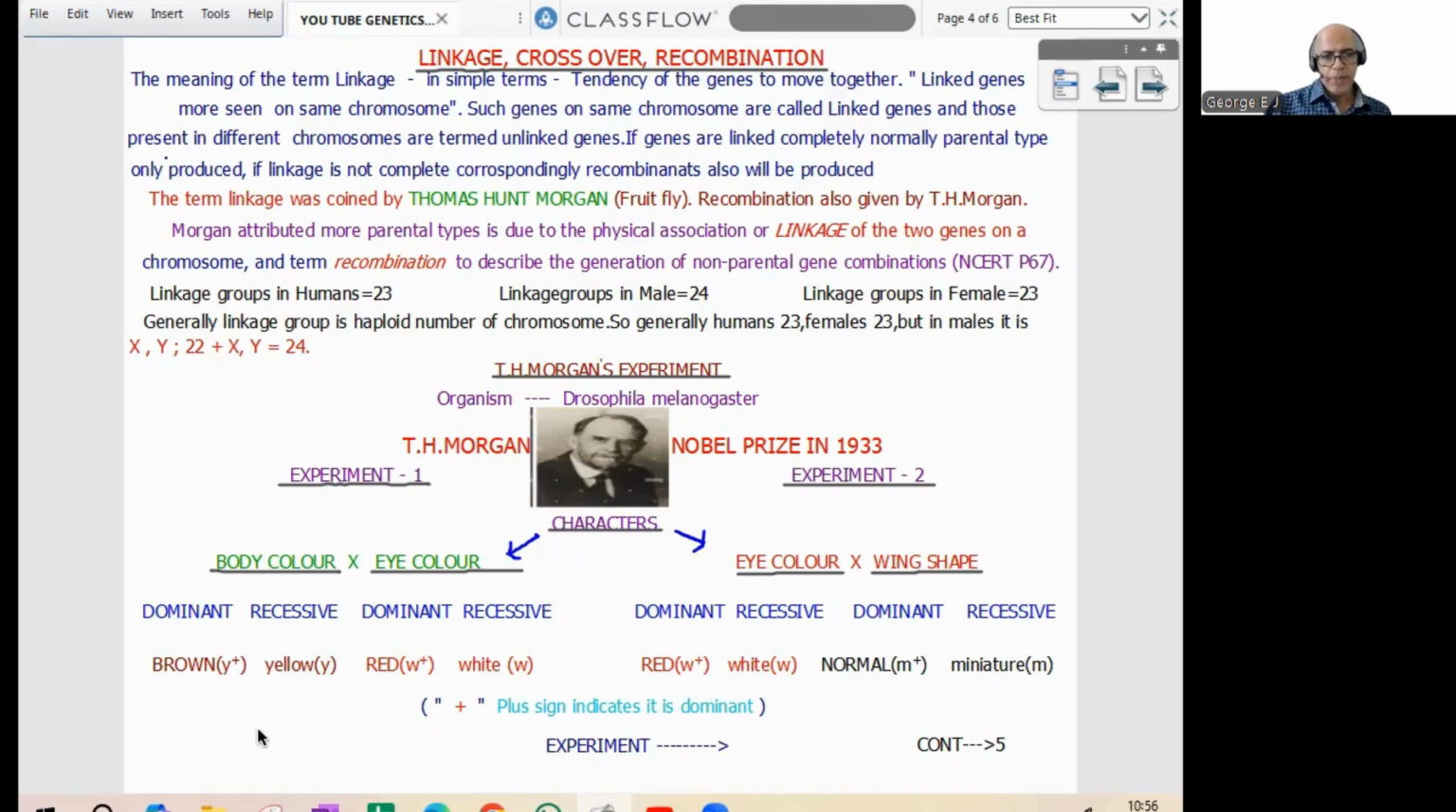Body color is brown and yellow. Brown is dominant. Dominant will be represented by a small letter with a superscript plus. We studied that in the first episode. While for eye color, again, dominant is red and recessive is white. Red is represented by small w with a superscript plus. White is small w. For the time being, we can observe that one first, then we can come to this one.